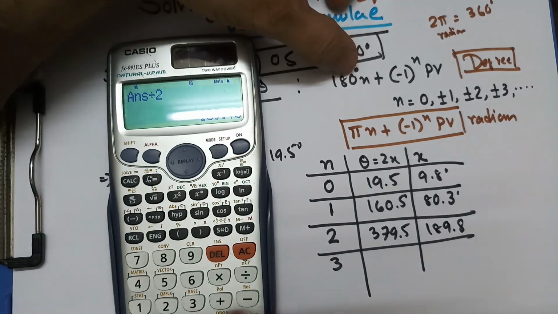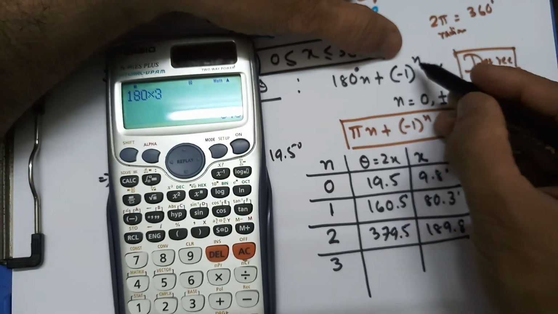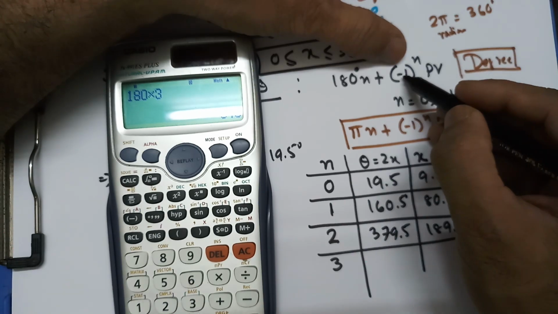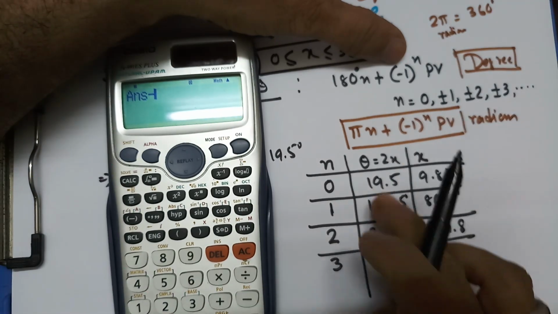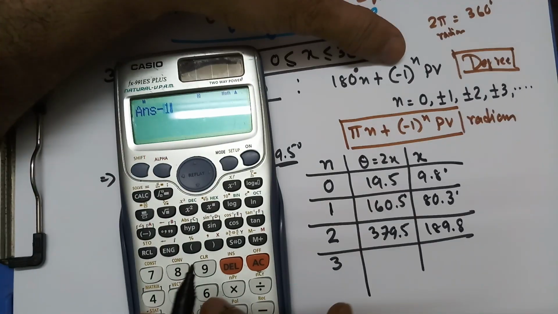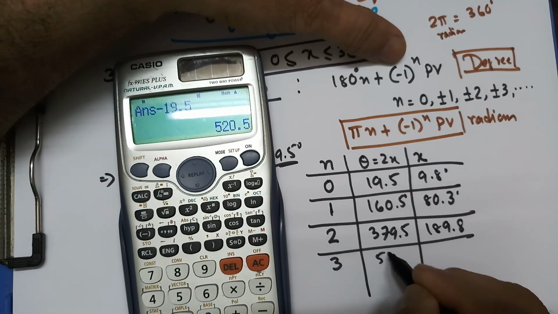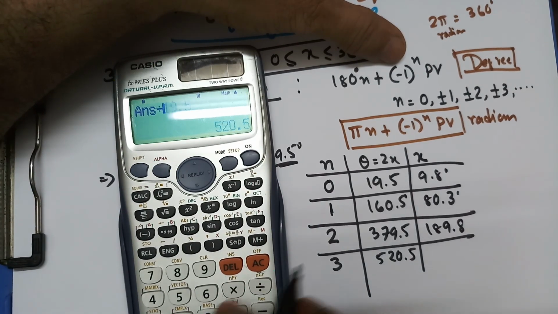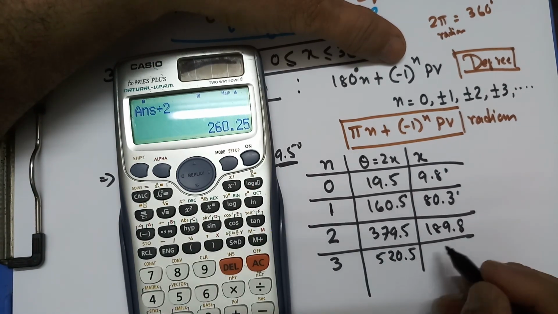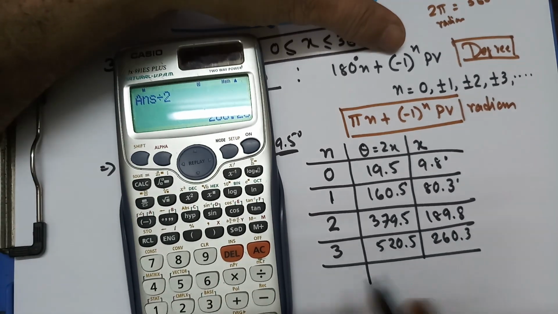Okay, now using 3. Now when I use 3, 180 times 3, that's going to give me 540. And when the power is odd, then this becomes minus, and the calculator's primary value was 19.5. So minus 19.5, I'm getting 520.5 divided by 2, that gives me 260.3.